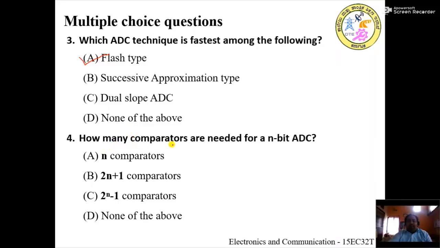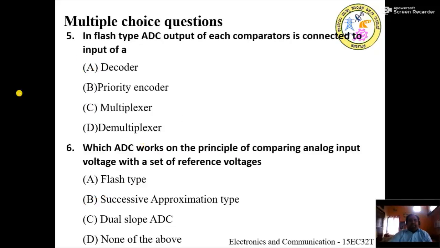Next one: how many comparators are needed for an n-bit ADC? N comparators, 2n plus 1 comparators, 2 to the power of n minus 1 comparators, or none of the above? The answer is 2 to the power of n minus 1 comparators. In flash type of ADC, the output of each comparator is connected to the input of a decoder, priority encoder, multiplexer, or demultiplexer? Obviously the priority encoder; the outputs of each comparator are given as input to the priority encoder.